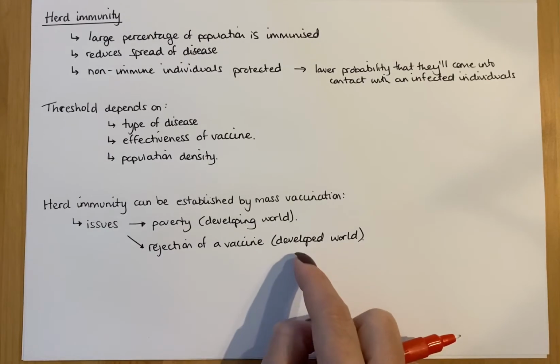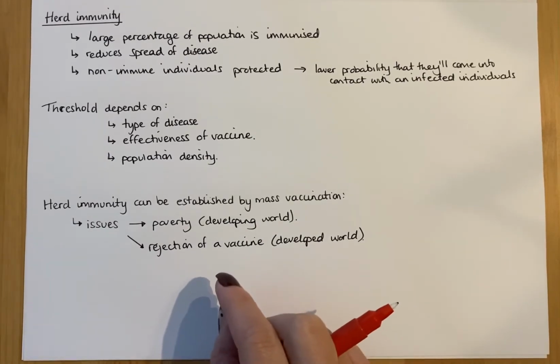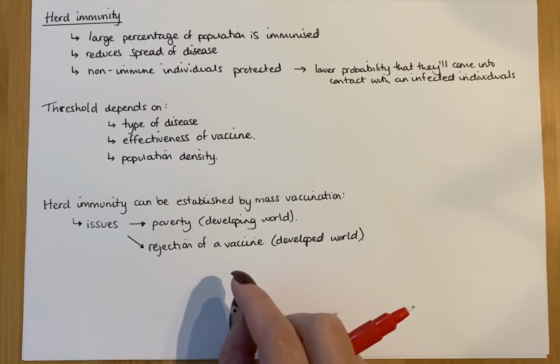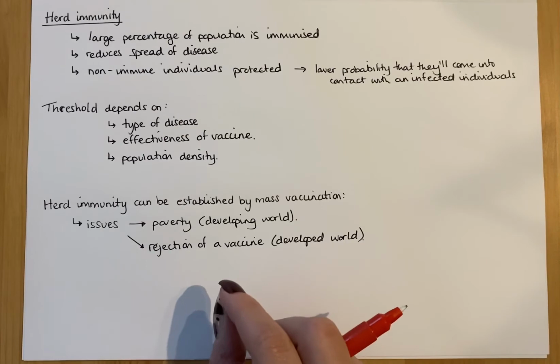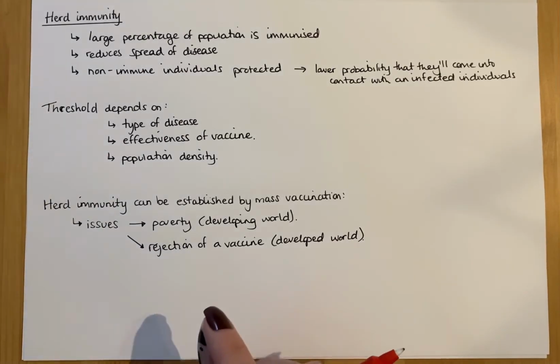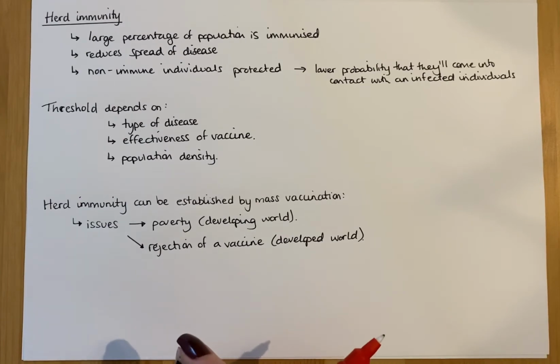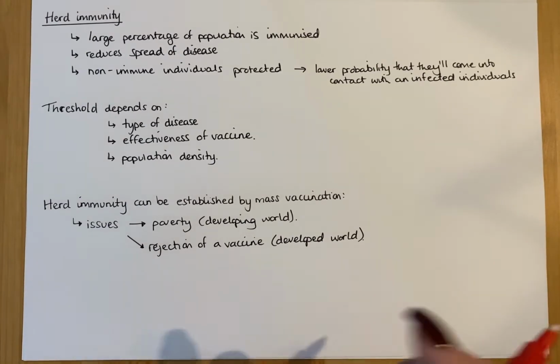But this becomes a real problem in the developed world because when people reject a vaccine, it then causes resurgence of diseases that we previously had under control. So for example, a bunch of people died in Wales because a bunch of people didn't take the vaccine or didn't get their children vaccinated. And therefore a bunch of people died of measles, which is almost unheard of in the developed countries. Okay, so there's a few issues to do with it.